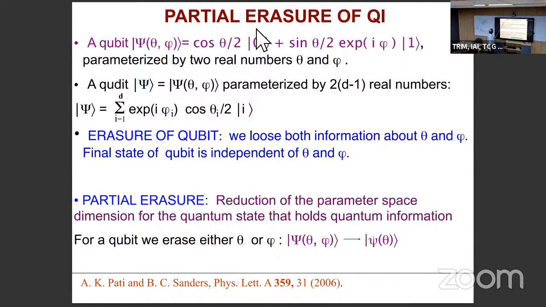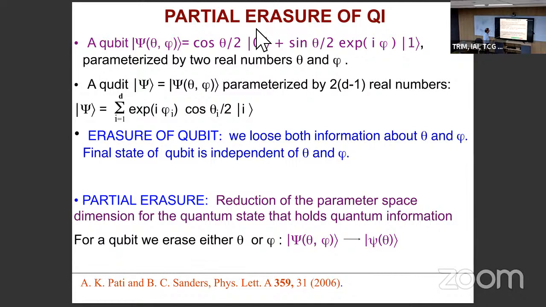I mean the following. Given a quantum bit like this, I can parameterize it by theta and phi on the Bloch sphere, as all of you know. Theta and phi are two real numbers. Similarly, given a quantum state in higher dimension d, I can parameterize it by 2d minus 1 real numbers. So if you want to erase, you lose all the information about theta and phi, and the final state of the qubit is independent of theta and phi.